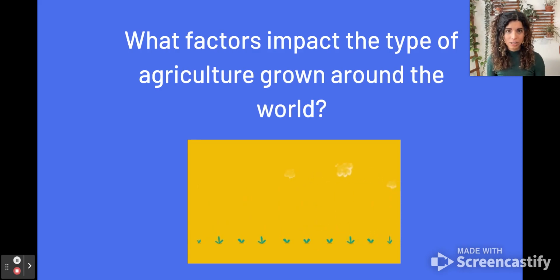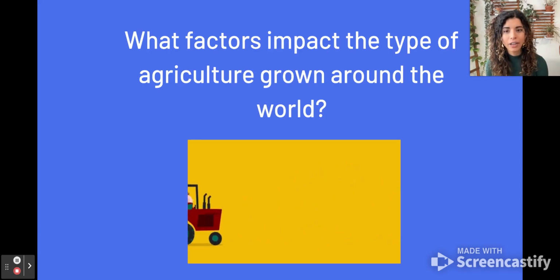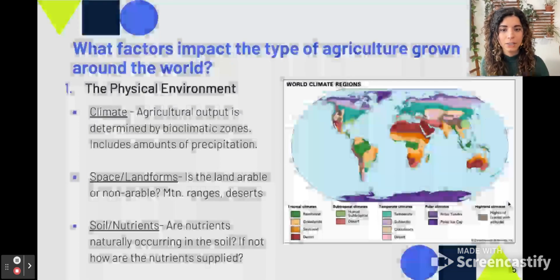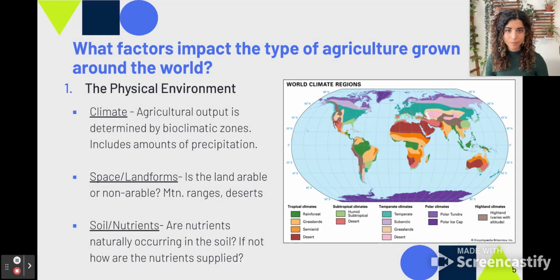And the answer to that is twofold. So, we have economic factors as well as physical geography. So, we're going to look at physical geography first. For the physical environment, we have climate, space/landforms, and soil and nutrients to take into account.